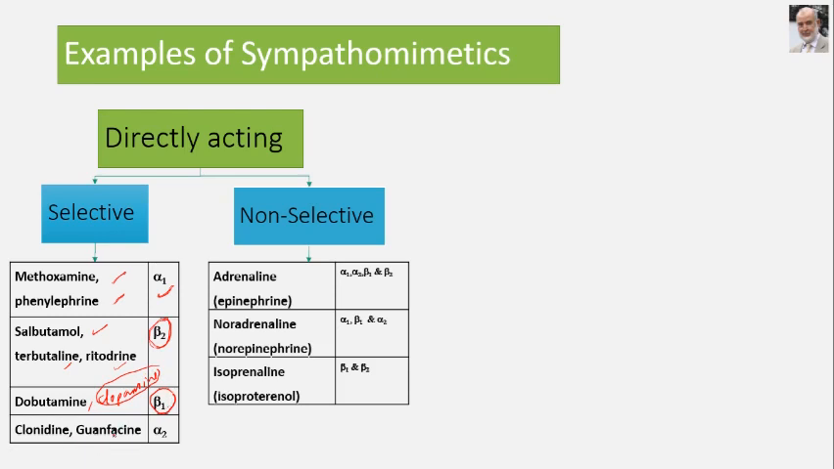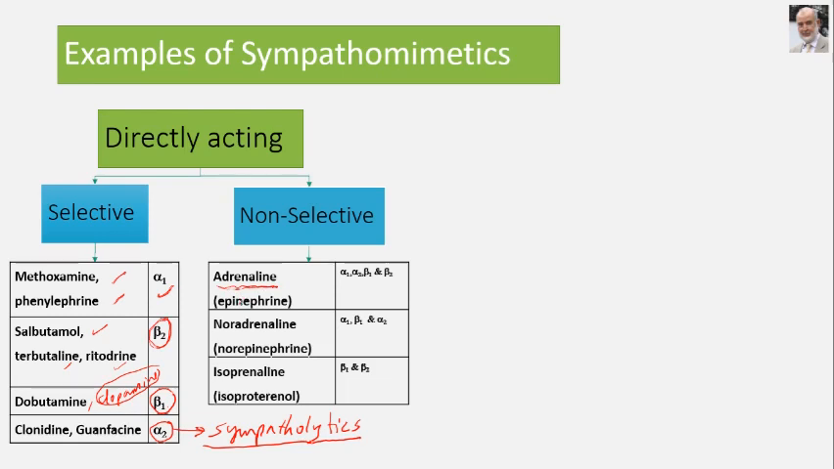Clonidine and guanfacine are selective alpha-2 agonists. As we have said, alpha-2 is inhibitory. Therefore these drugs are not sympathomimetics, they are sympatholytics, because they decrease the sympathetic activity, as we will see later. Okay, so these are the selective sympathomimetics.